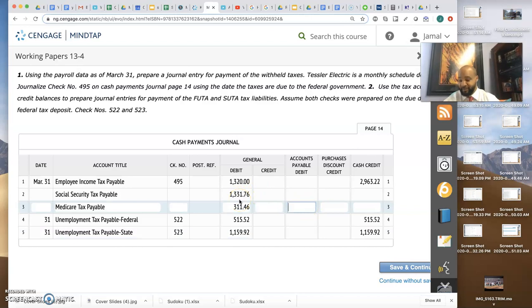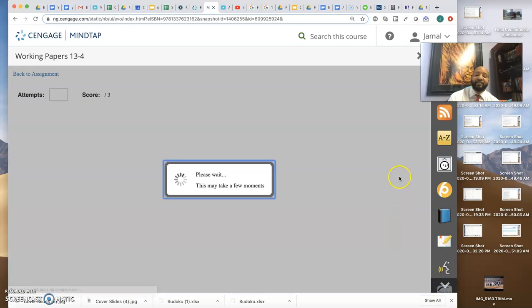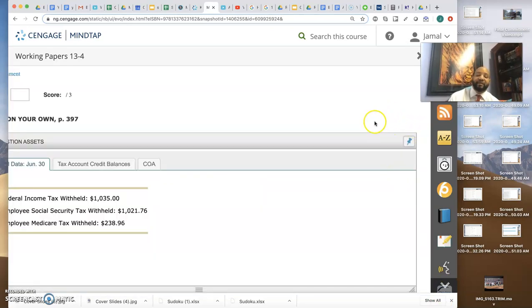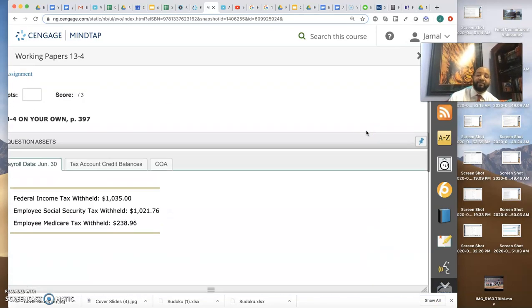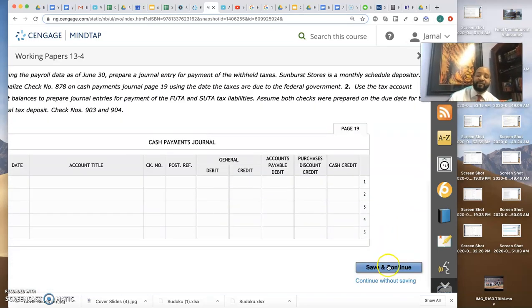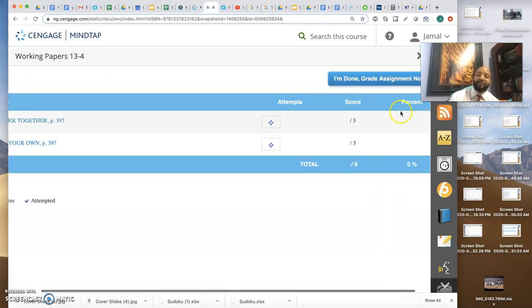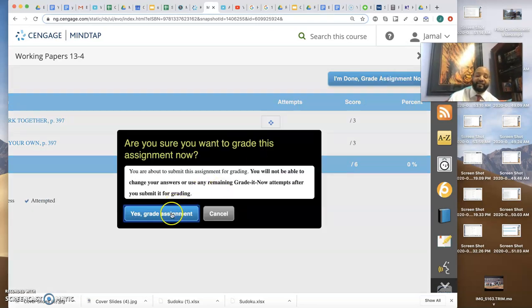I think the Social Security tax payable and the Medicare tax payable need to be multiplied by 2. We're not just paying it for the one company, we're paying it for the other. But I'm not sure, so I'm just going to roll the dice and see what happens. Let's save it and continue. They're making me do the on your own. Let's say I'm done. Let's grade it.